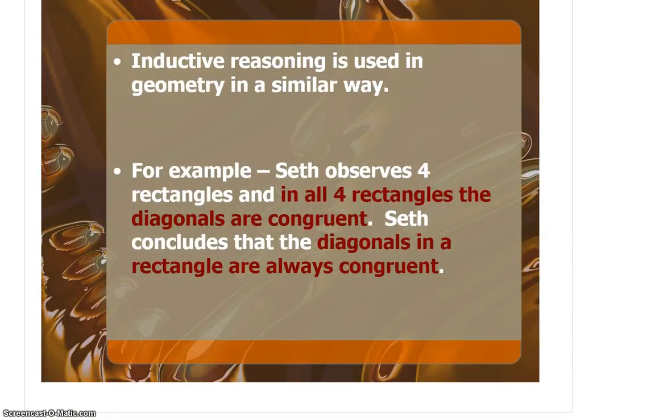Inductive reasoning is used in geometry in a similar way. For example, Seth observed 4 rectangles, and in all 4 rectangles the diagonals are congruent. Seth concludes that diagonals in a rectangle are always congruent. For example, he means that those 2 diagonals are congruent no matter what size my rectangle is. So now he would use a formal proof, which is something we will get to, called deductive reasoning, in order to prove that. But by inductive reasoning, he was able to observe what he wanted to prove.